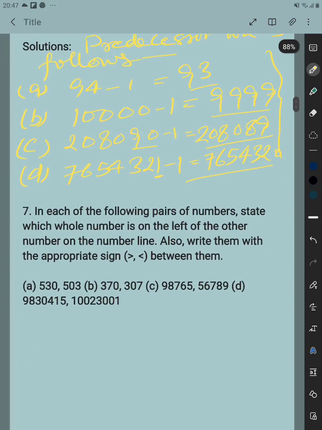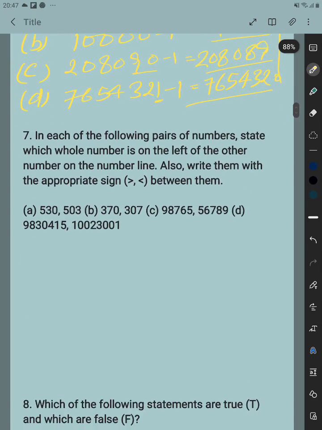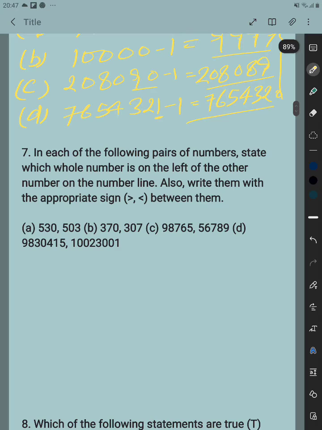Now coming to question number 7. Let's see what this question is. In each of the following pairs of numbers, state which whole number is on the left of the other number on the number line. It is asking for the number which is on the left side. Which number is on the left side of the number line? The number that is lesser compared to the other one will be on the left side.